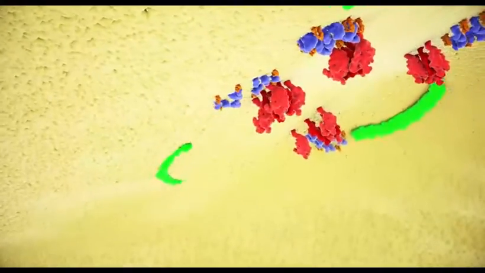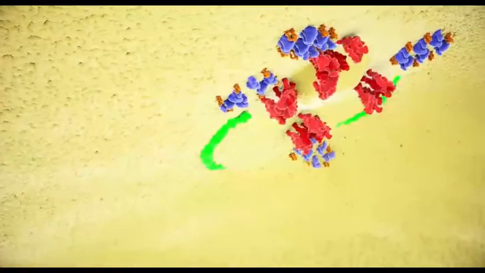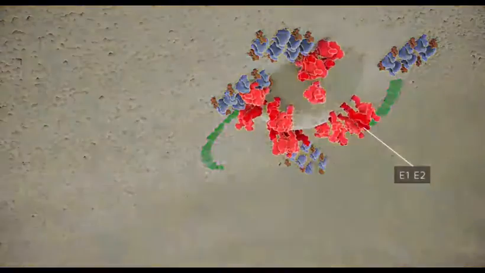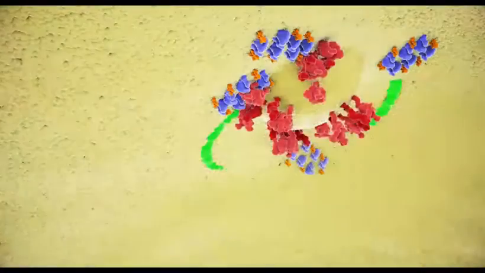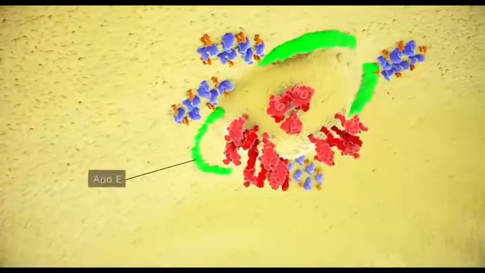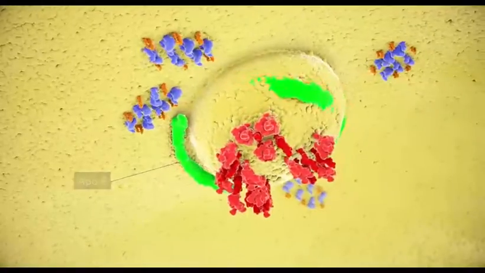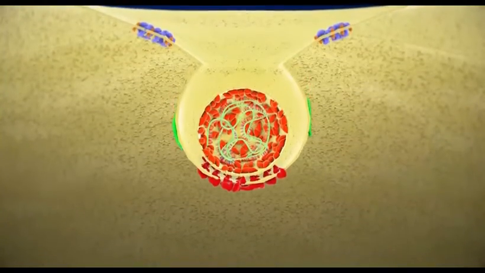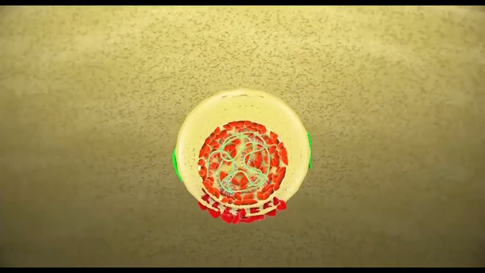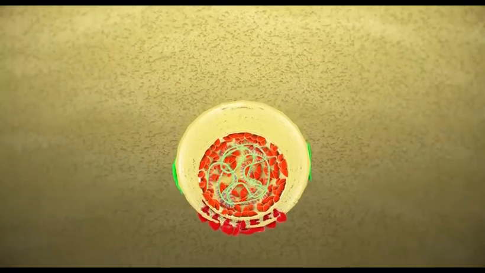Nucleocapsids form at ER-derived membranes where E1 and E2 accumulate in conjunction with P7, NS2 and host factors including apolipoprotein E. The viral envelope glycoproteins are acquired by budding, a process which appears to be linked to the very low-density lipoprotein machinery.